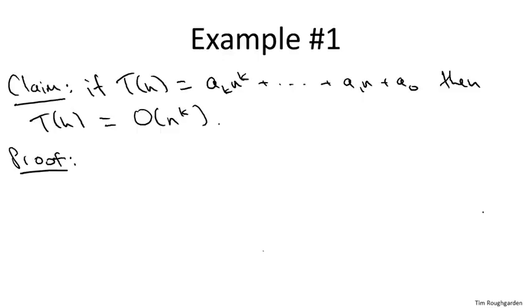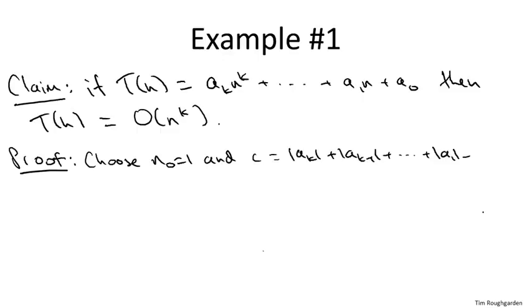So let's work with a constant n_0 equal to 1. So that's a very simple choice of n_0. And then c we're going to pick to be the sum of the absolute values of the coefficients. So the absolute value of a_k plus the absolute value of a_{k-1}, and so on. Remember, I didn't assume that the original polynomial had non-negative coefficients. So I claim these constants work in the sense that we'll be able to establish the definition of big O notation.